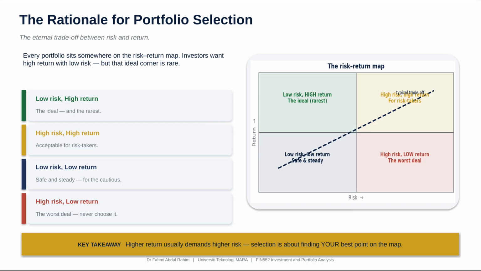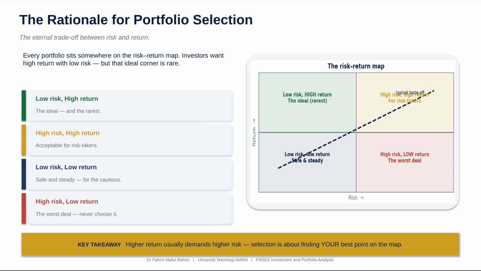Why do we even need to select carefully? Why not just pick the portfolio with the highest return? Because of the eternal trade-off between risk and return, shown on the map. Every portfolio sits somewhere on this risk-return map, with risk along the bottom and return up the side. Investors naturally want high return with low risk, the top left corner. But as the chart shows, that ideal corner is rare.